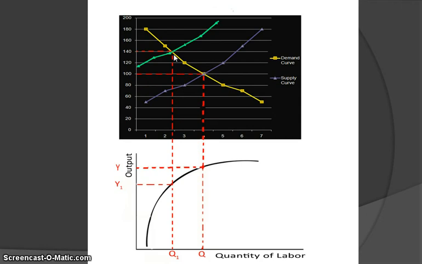Hence, we see how the real wage impacts not simply the demand for labor, nor the supply of labor, but also the level of employment within a country, and by extension, the level of output that can be produced by the workers in said country.